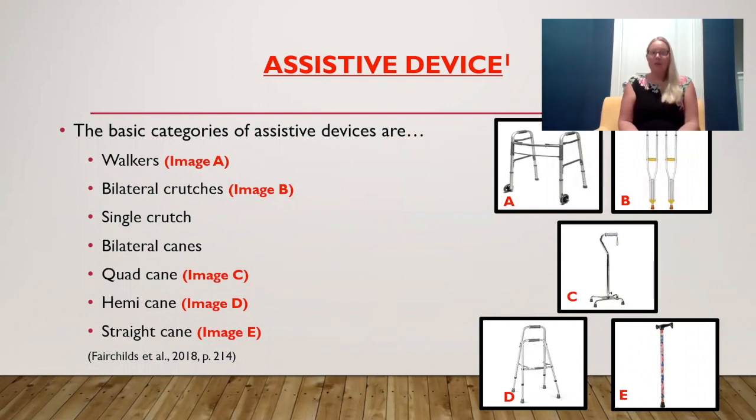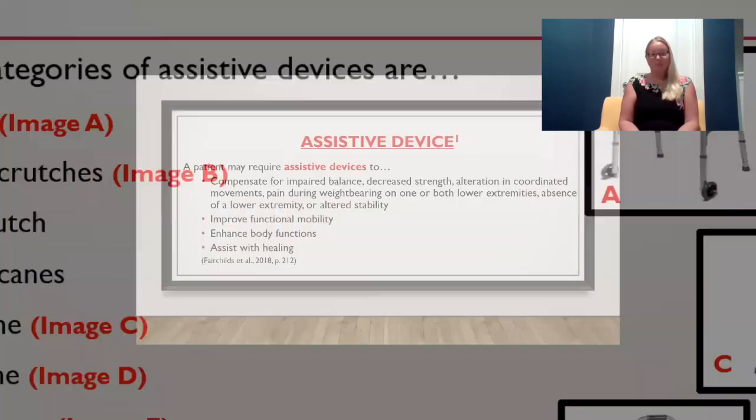So as you're looking at image A, that is a walker. Image B are bilateral axillary crutches. Image C is a quad cane. Image D is a hemi-walker or a hemi-cane. Image E is a straight cane or a single point cane.